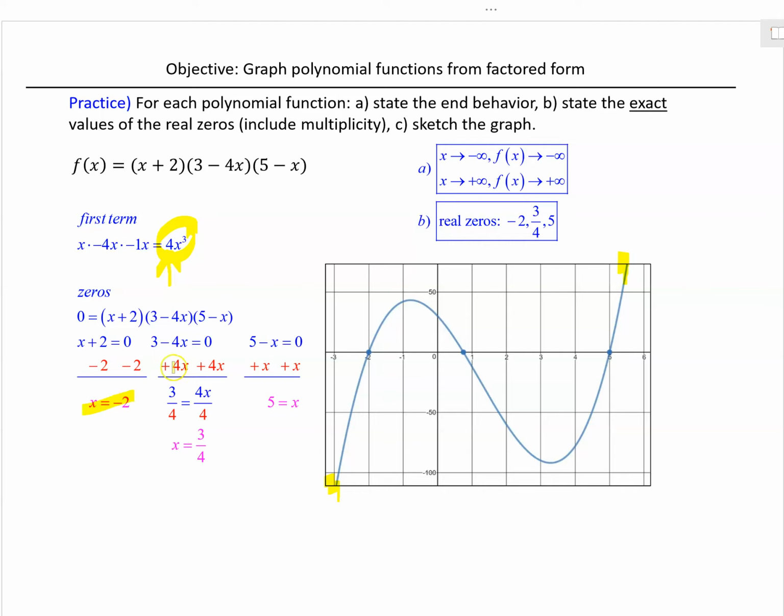This one, notice it's generally easier for a lot of people to add 4x to both sides, but if you subtracted 3, remember you'd be dividing by negative 4, and a negative divided by a negative should still give you positive 3/4 for your 0. And that's approximated right there. And then this one, the same thing, I'd like adding x, which gives me 5 equals x. So my 0 of 5 there.